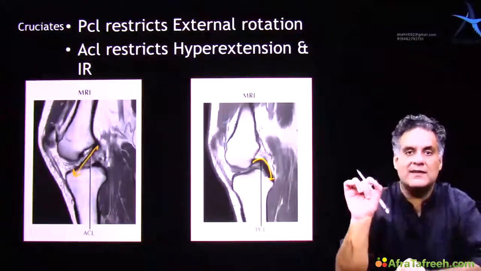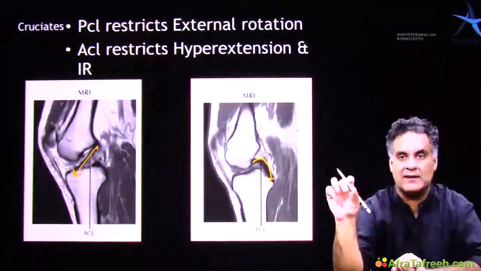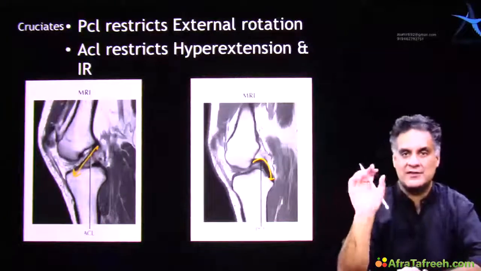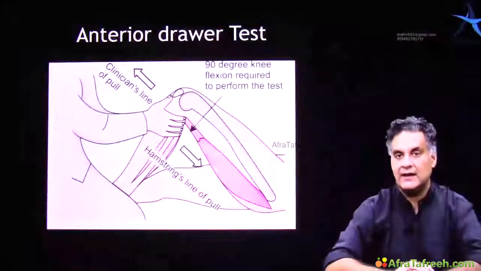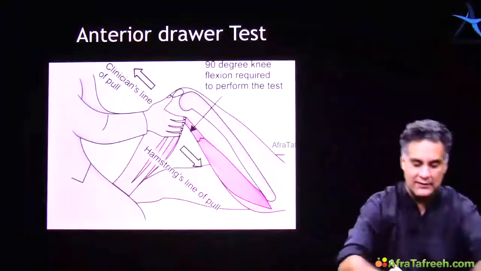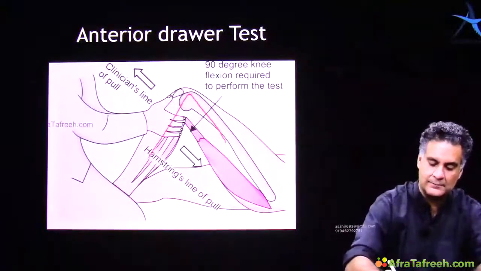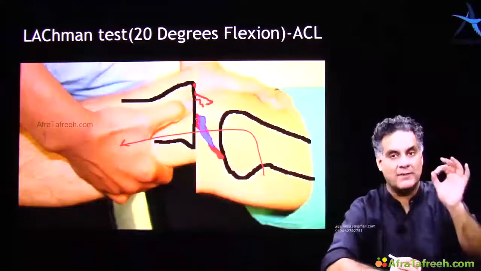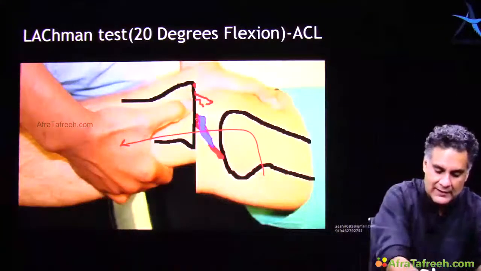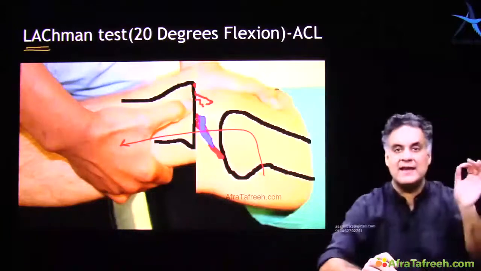And when there is an ACL injury, sometimes there can be a chipping of the lateral tibial plateau called a Segond fracture, which is a telltale sign that this patient has an ACL injury. ACL injury, when you assess in 90-degree flexion, is called the anterior drawer test. When you do it in 20 degrees, it's called the Lachman test, which is more specific. And you can remember it like this: LAC, the first three alphabets, is ACL.